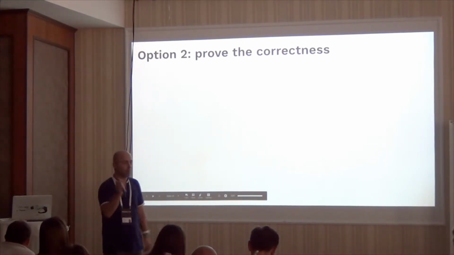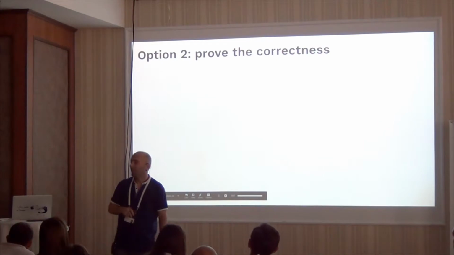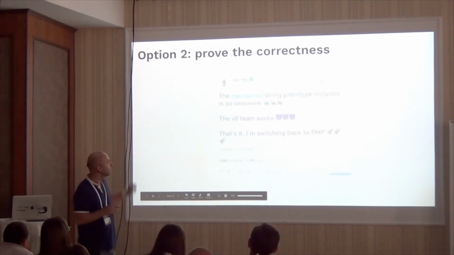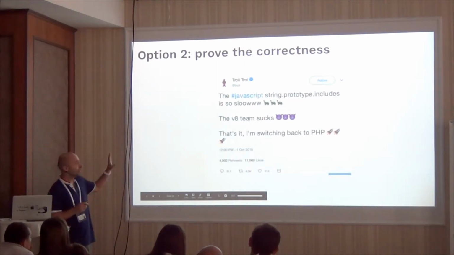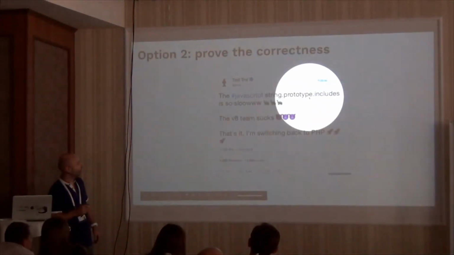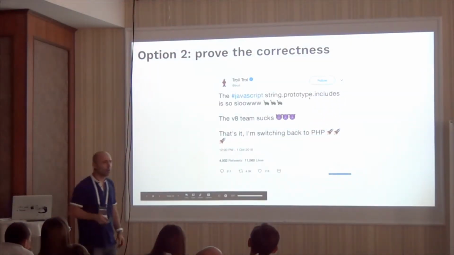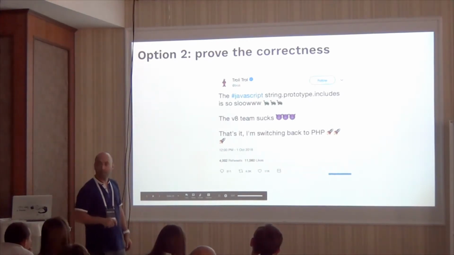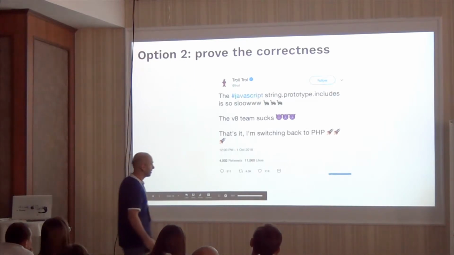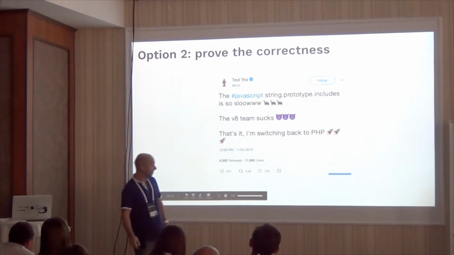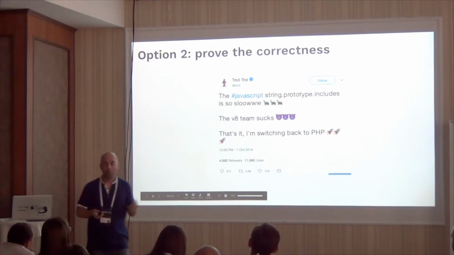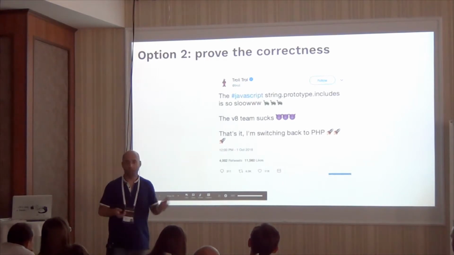You work at the V8 JavaScript team, and you woke up some morning, and it turns out that you are under a shaming attack. Some troll on Twitter writes this message: the string.includes method, part of JavaScript, right, is super slow. I hate it. I'm moving back to PHP. Unfortunately, this stupid message gets 4,000 retweets.